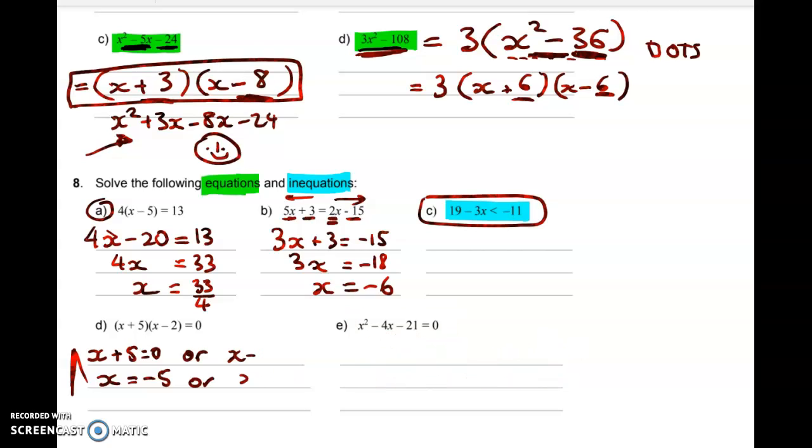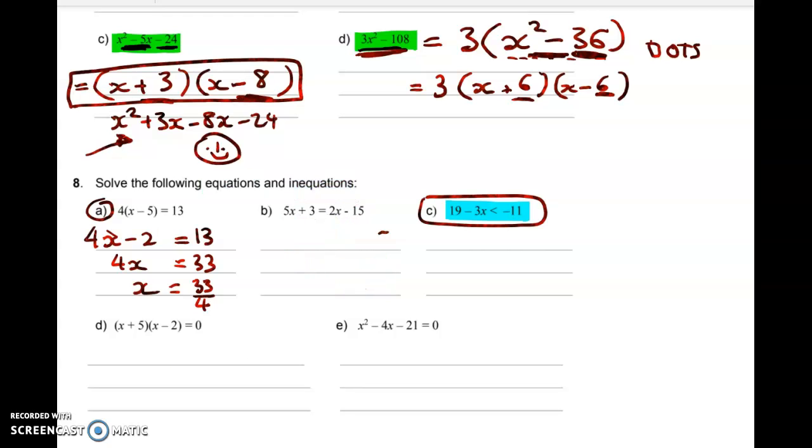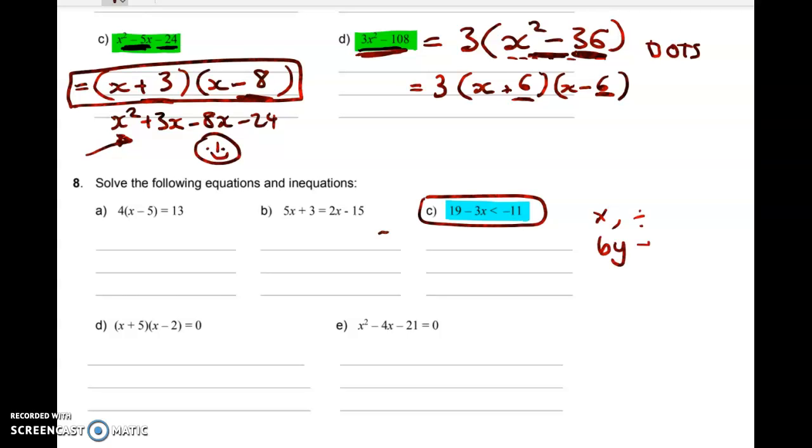Now, with inequations, we've done this very briefly in class, but we're going to do it again now. Basically, we treat it exactly like an equation, except that if I am multiplying or dividing by a negative number, then I change over a greater than sign to a less than sign and vice versa. You've probably forgotten what I'm talking about, but it works like this.